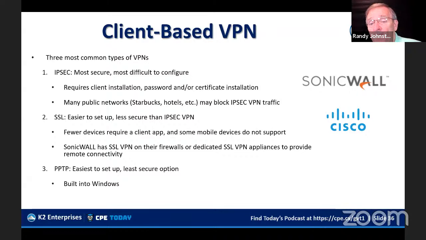Now, there are two other types of VPN that I'd like to point out for today's course. IPsec, which is the most secure and most difficult to configure. There's a required client installation, password and certificate installation required, and many public networks block IPsec VPN traffic. On the other hand, SSL is the most common nowadays. It's easier to set up. It's less secure than an IPsec VPN.